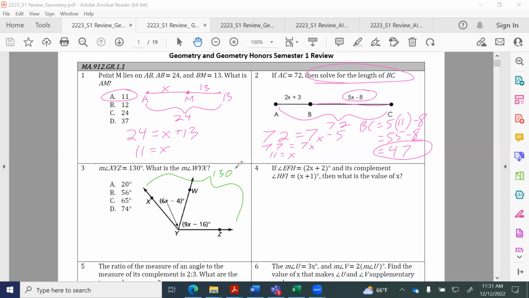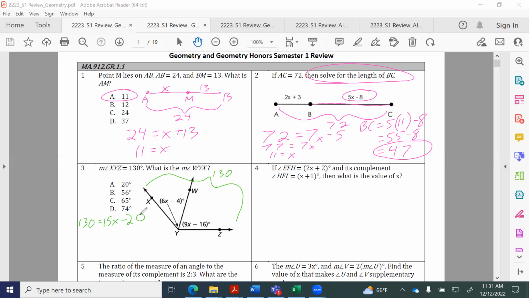So number 3, we had 130 for the whole thing. Same thing here. I'm combining my like terms and saying it's equal to the 130. So 130 equals 6x and 9x. If I add those together, what do we get? 6 and 9 is 15, right? 15x. Negative 4 and negative 16. That gives me a bigger negative, which is negative 20. So I have 130 equals 15x minus 20.